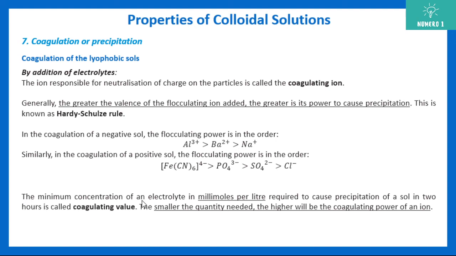The minimum concentration of an electrolyte in millimoles per liter required to cause precipitation of a sol in 2 hours is called the coagulating value. Remember that there is a time frame also. The smaller the quantity needed, the higher the coagulating power of the ion. So if you require a very small quantity, that means the coagulating power of the ion is very high.